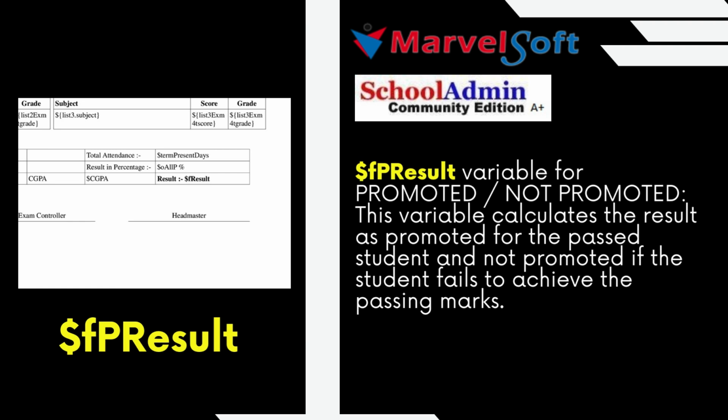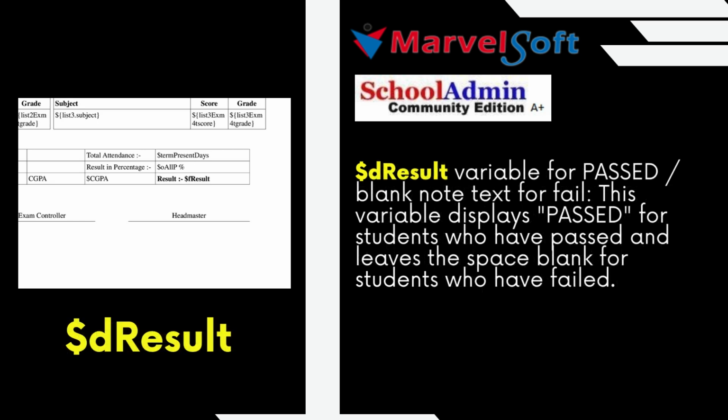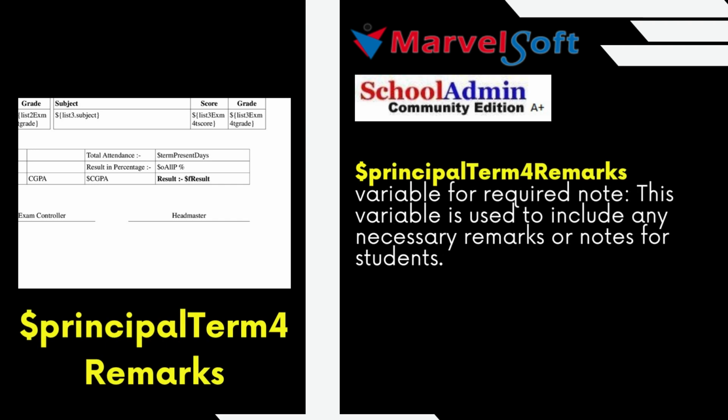Two, $fp result variable for promoted, not promoted. This variable calculates the result as promoted for the passed student and not promoted if the student fails to achieve the passing marks. Three, $d result variable for passed, blank note text for fail. This variable displays passed for students who have passed and leaves the space blank for students who have failed.